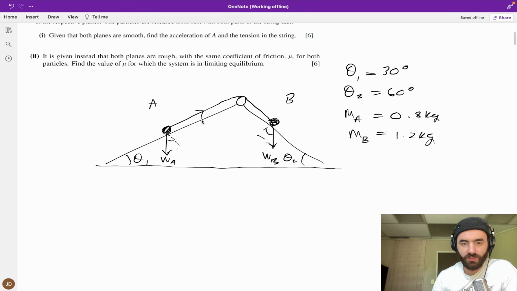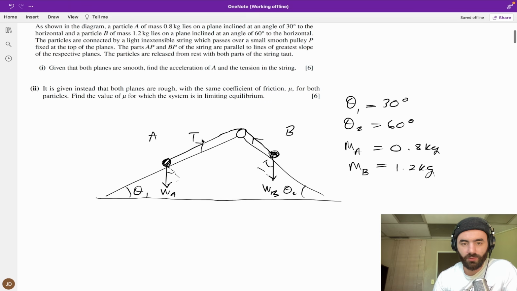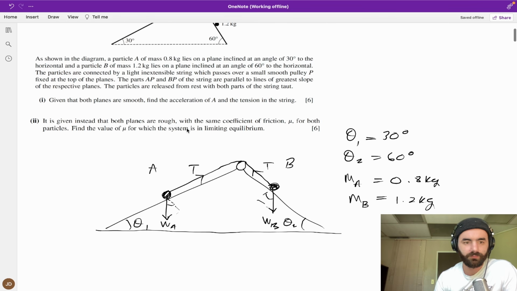We'll have the tensions acting, right? It's one string, as you saw in the pulley question and in the connected particle question. And the tension will be acting inwards here. Okay, so this is just explaining the situation. They both start at rest and the strings are taut. Given that both the planes are smooth, so there's no frictional force on either of these planes, find the acceleration of A and the tension in the string.